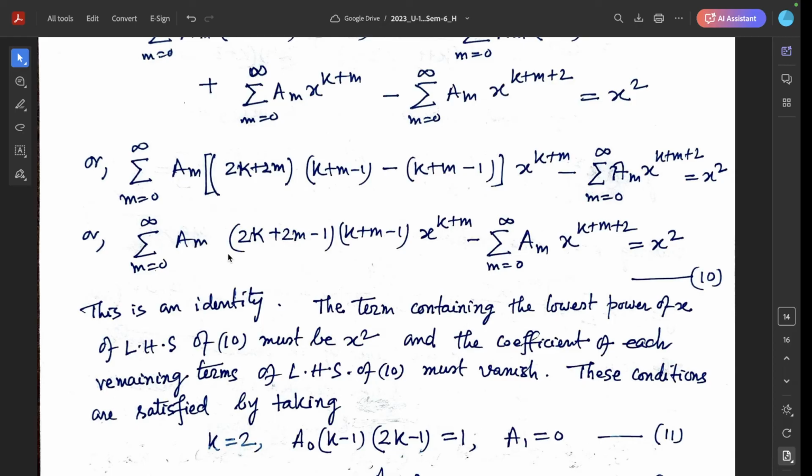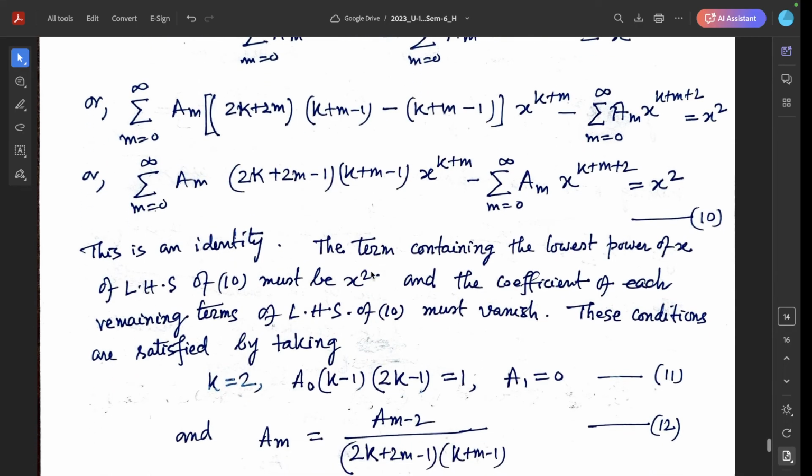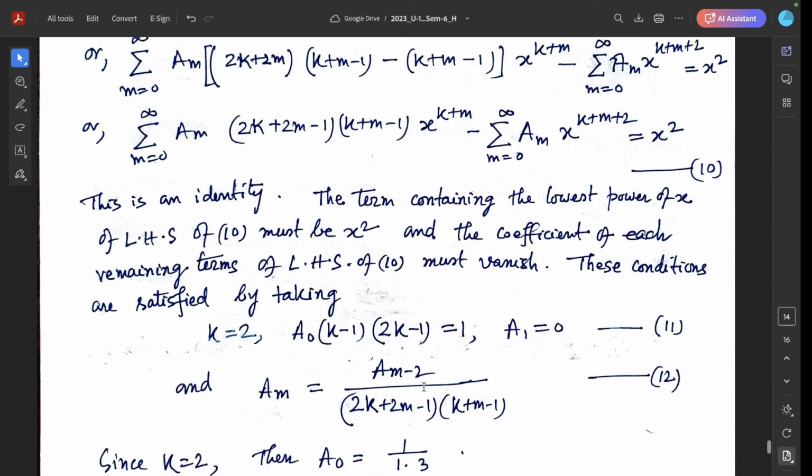And the next term a1 equals 0. And also a_m is equal to a_(m-2) by (2k+2m-1)(k+m), putting in the coefficients of x to the power k+m. So here we put m equal to m minus 2, so we get the recurrence relation.